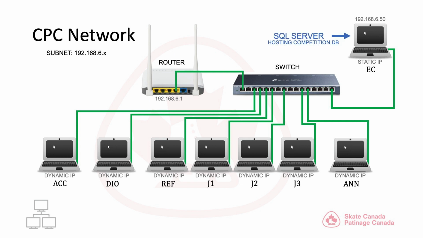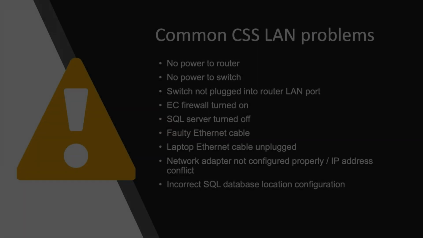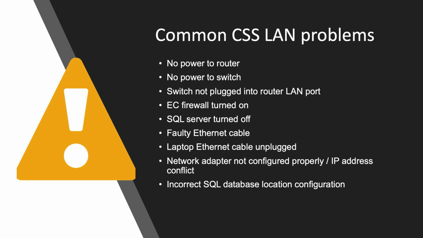Running on the EC computer is an SQL server that's hosting our competition database. I've put together a list of some of the most common problems that you might encounter, especially right after setting up your network when you test it for the first time. This list isn't exhaustive, there are certainly other things that could go wrong, but this covers most of the common causes of network problems. So there might be no power to the router or switch.